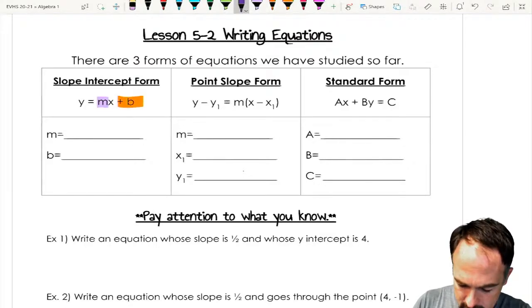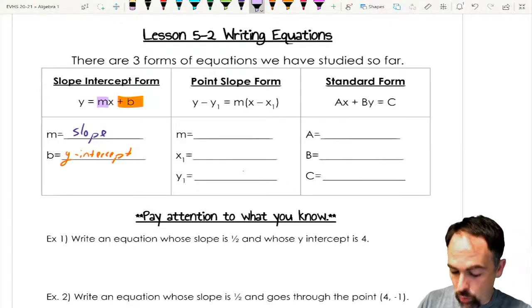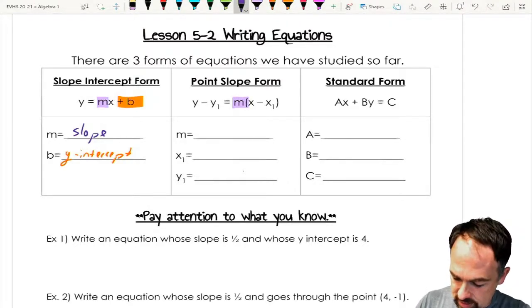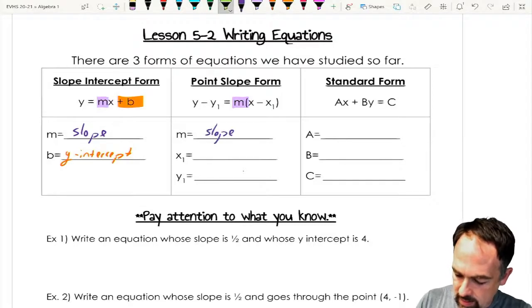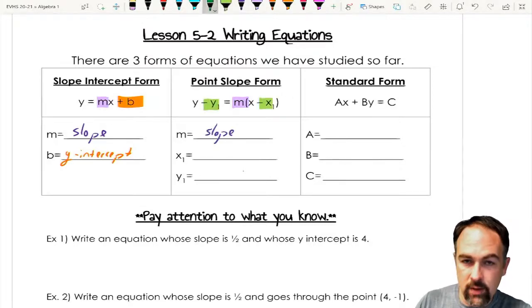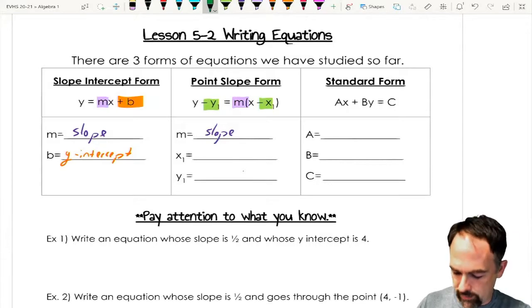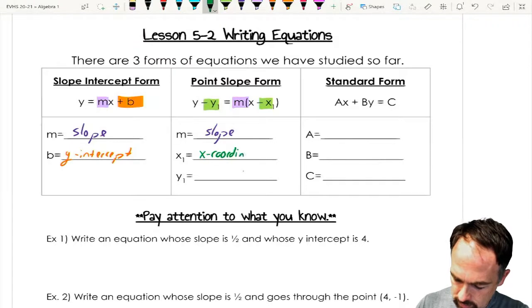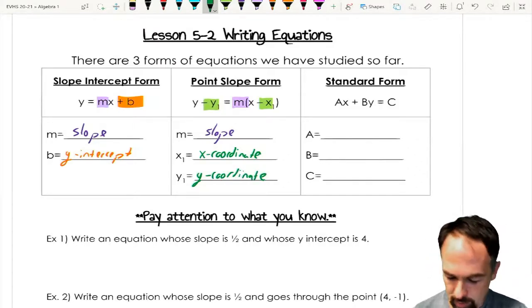We've covered this one quite a bit. Remember, m always stands for slope, and b always stands for our y-intercept. In point slope, again, that m still stands for slope, and the x1 and y1 are the x and y coordinates of a point. So that is our x coordinate, and y1 is our y coordinate. I hate writing the word coordinate. I feel like I'm misspelling it every single time I write those two O's.